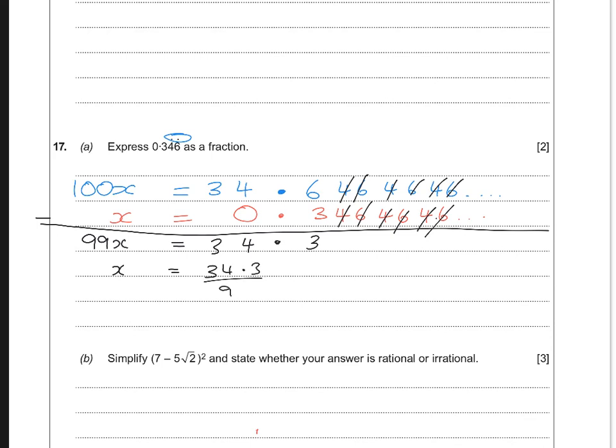34.3 over 99, but there's a big issue with what I've got. That has got a decimal in a fraction. You cannot have a decimal in a fraction, so all I'm going to do is times top and bottom by the same number to turn it into an equivalent fraction, which is 343 over 990.